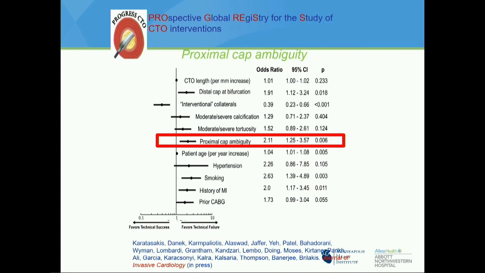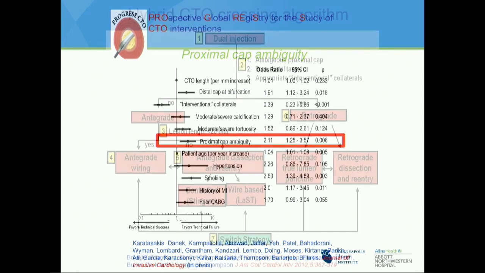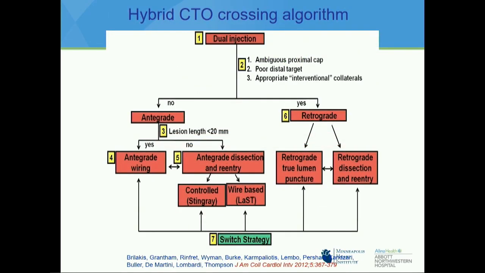The proximal cap ambiguity is probably, to my mind, the most difficult thing to overcome in CTO PCI. If you know where to go, a lot of us can get there. We've got great techniques to re-enter and whatnot, but if you can't get started, you ain't gonna finish the race. And the Progress CTO registry found that proximal cap ambiguity was one of the most important predictors of failure for CTO PCI. And it's also one of the first things you look at in the hybrid algorithm.